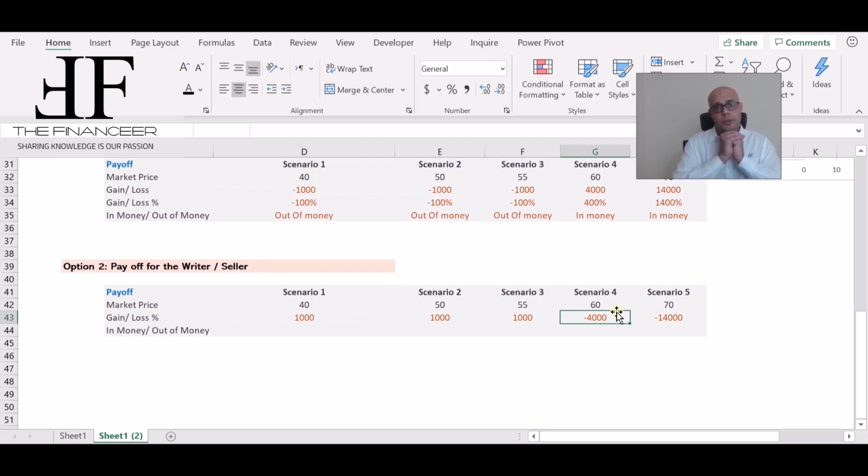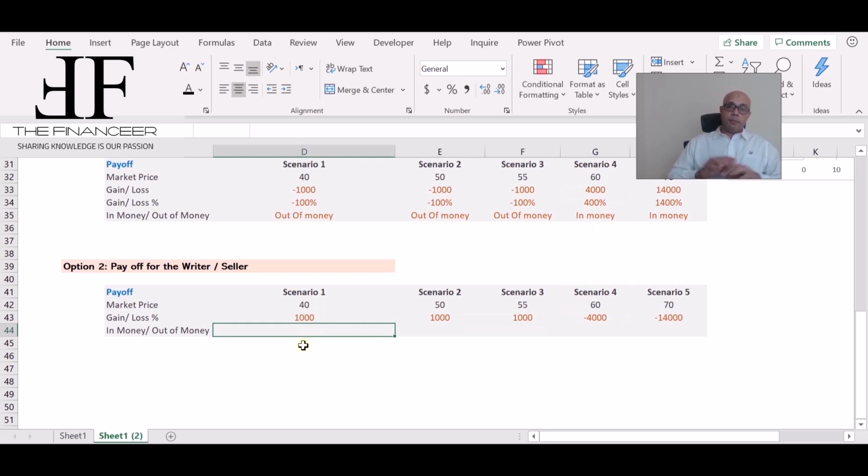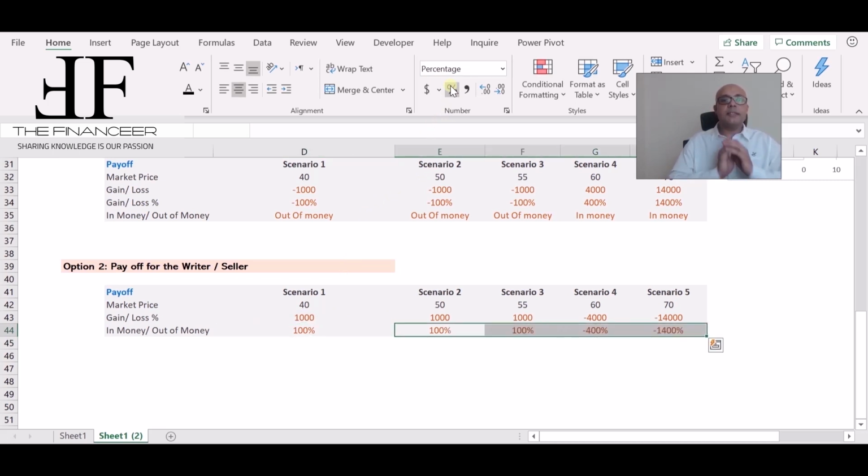But look at the loss for the seller and the writer. The loss is open. So the writer is charged with very high risk if the market price increased over the strike price in the case of the call option. In this scenario, he lost 4,000. In this scenario, he lost 14,000, because the gain will be considered a loss on the other party. If you would like to calculate the percentage of the gain and loss, you need to divide this by the amount he collected in the beginning, which is $1,000. So in this case, you will find the loss is very high if the market price increased over the strike price.